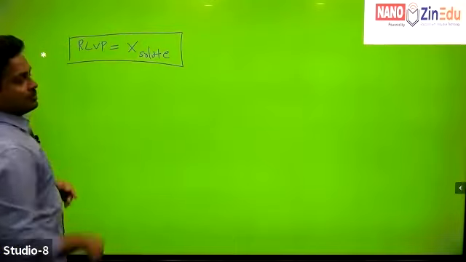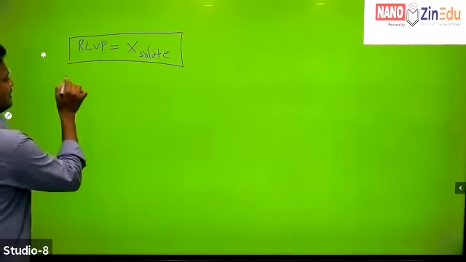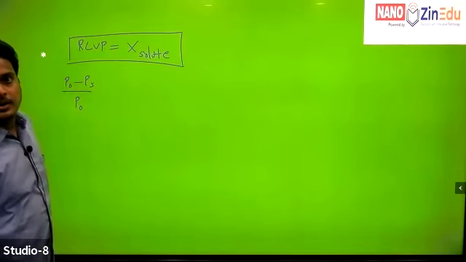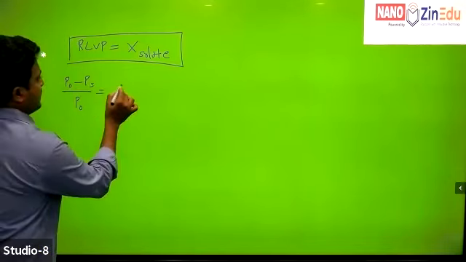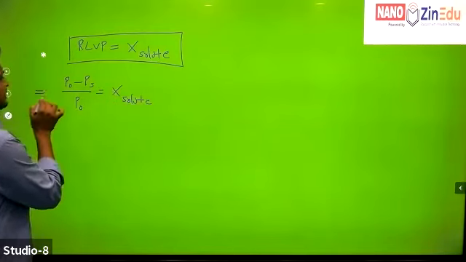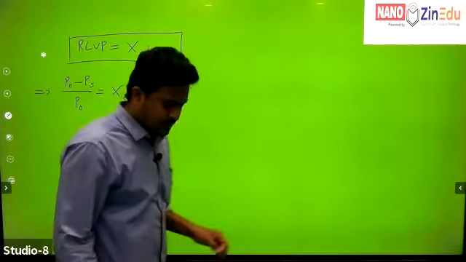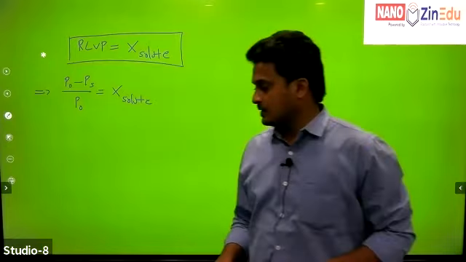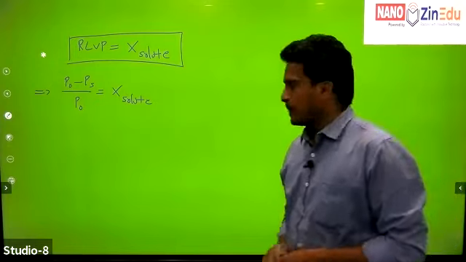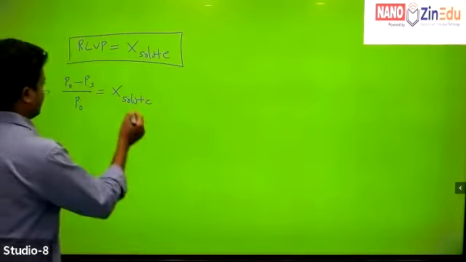RLVP is directly proportional to the mole fraction of solute. So how can we write RLVP? RLVP is equal to P naught minus Ps by P naught, right? P naught minus Ps by P naught is equal to the mole fraction of solute. This is the first step. Each and every step is important. This is one of the important formulas for NEET students. Now, how can we write the mole fraction of solute?